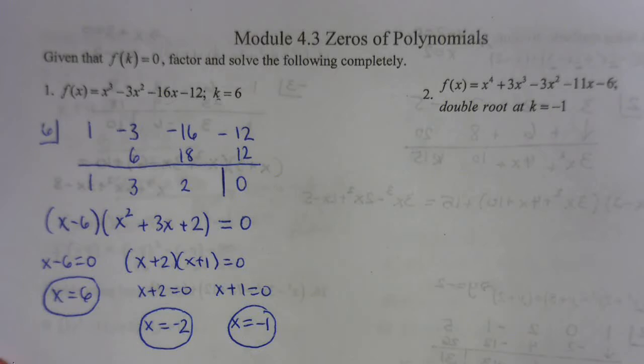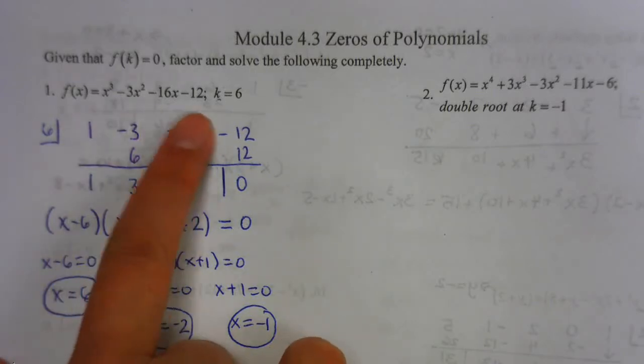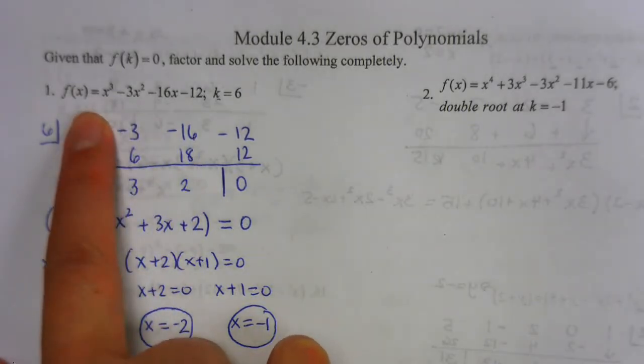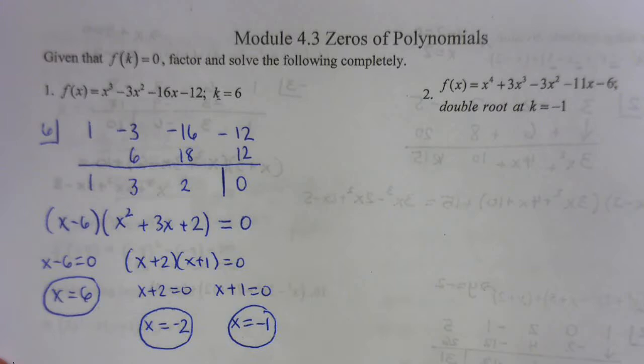So if I multiply out x minus 6, x plus 2, and x plus 1, it'll take me back to the original function that we started with. But my answers to the problem are x equals 6, x equals negative 2, and x equals negative 1.